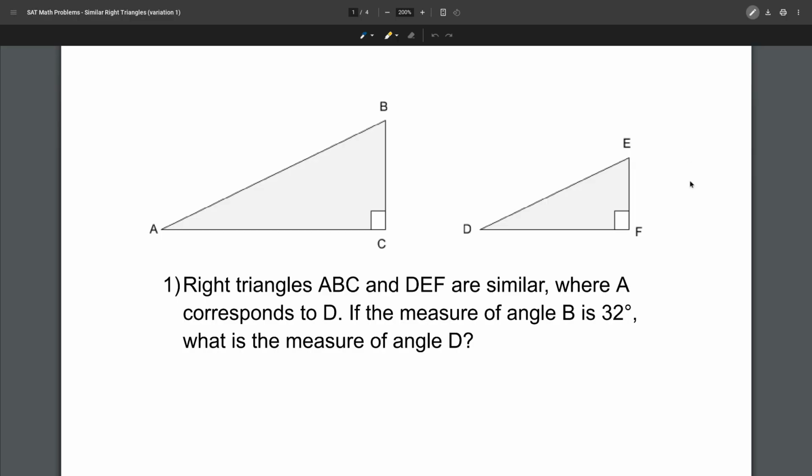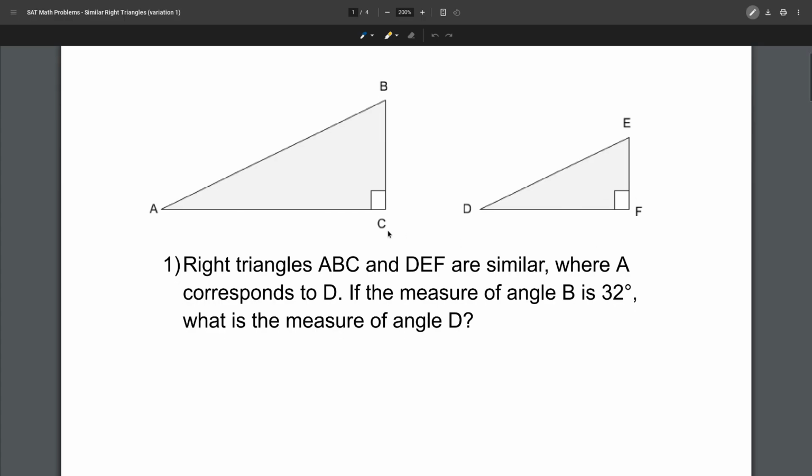So we have right triangles ABC and DEF. They are similar where A corresponds to D. That means A and D are congruent angles. They are the same measurement. Okay? If the angle of B is 32 degrees, what is the measure of angle D? Okay, so another way we could ask that is, what is the measure of angle A?